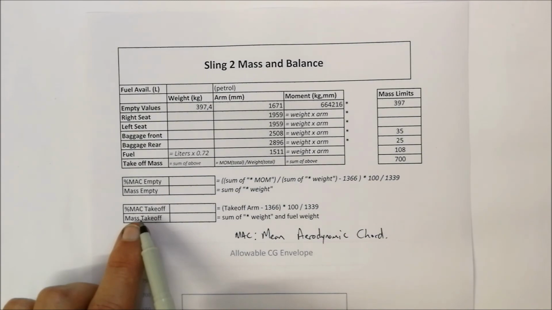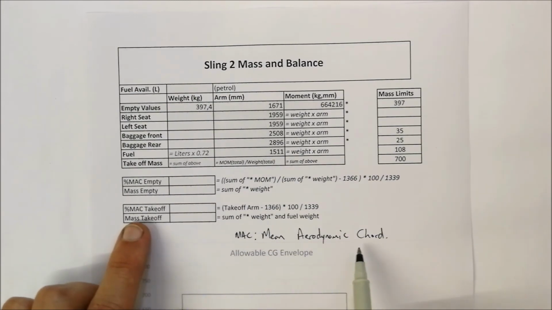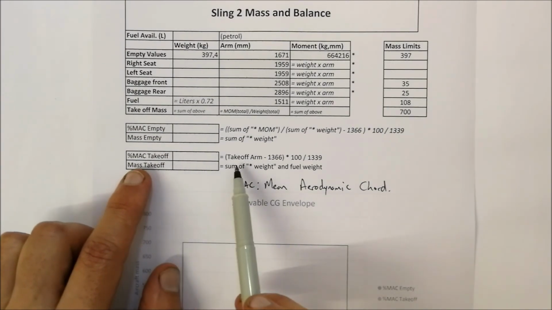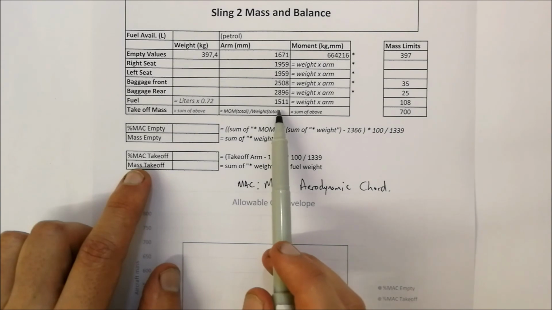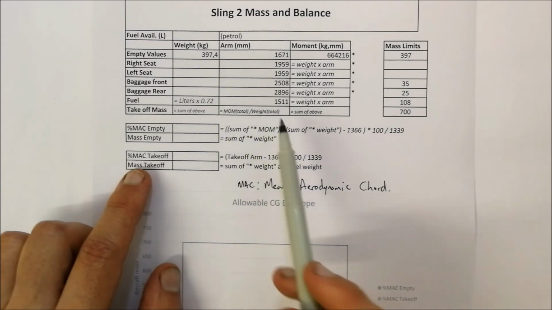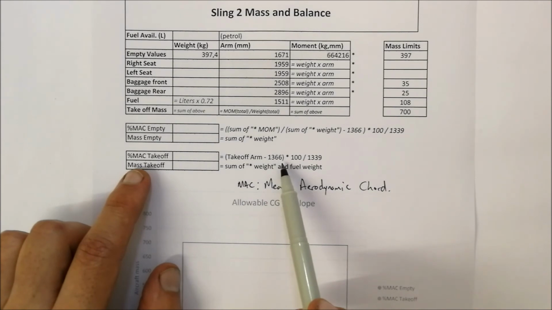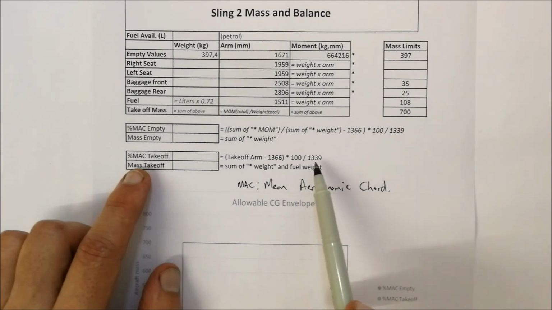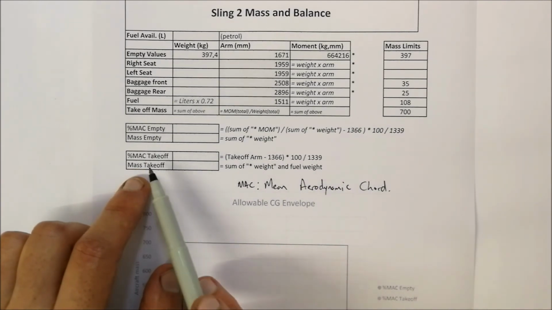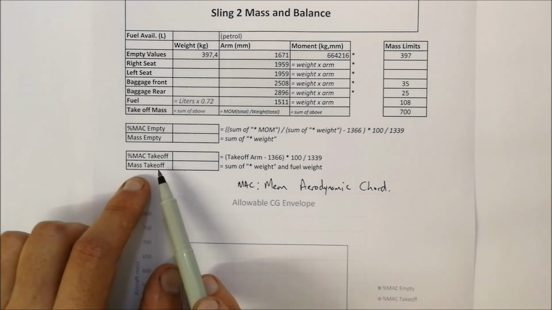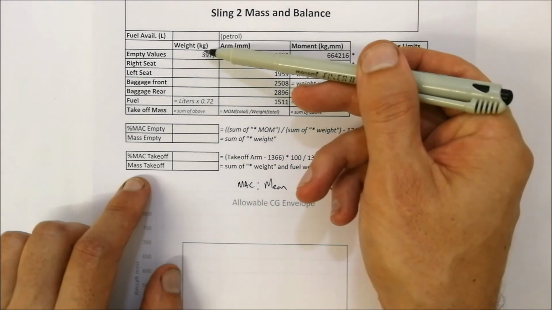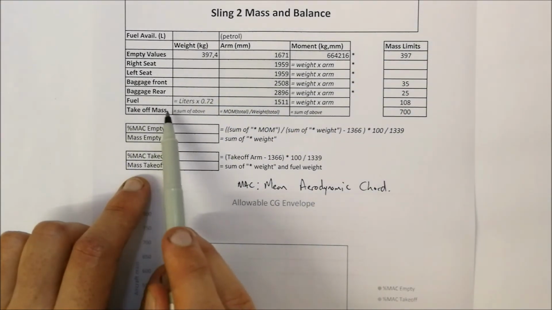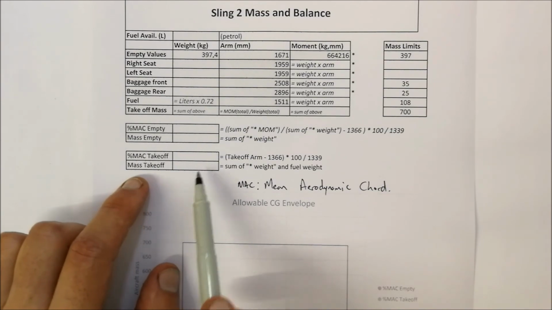The percentage MAC, and again MAC is mean aerodynamic chord, so the percentage MAC at takeoff is going to be your takeoff arm, which will be this value over here that we've calculated, minus 1366, and then we're going to take that answer, multiply it by 100 and divide by 1339. Again, the mass takeoff is going to be essentially all these weights that we've calculated over here, and it's going to be the takeoff mass over there that we've already calculated, which will be entered in over there.